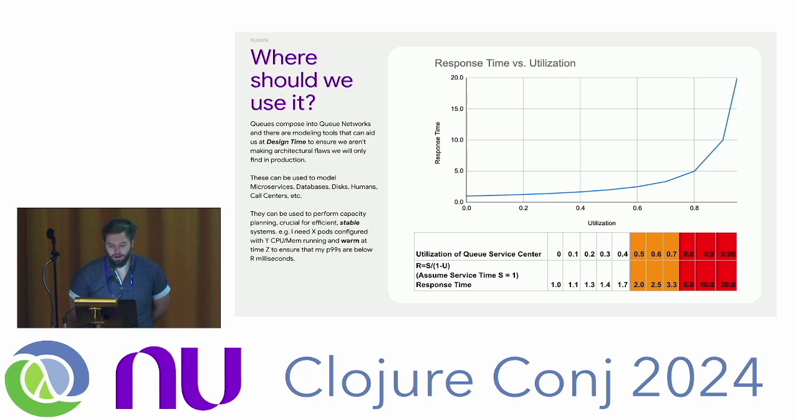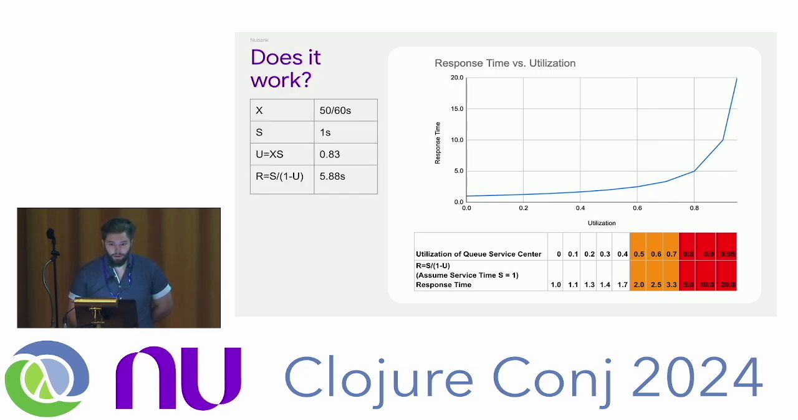You can use this to model microservices that talk to each other. You can use it for databases, modeling disks, figuring out how many disks you need, how many employees you need, call centers, et cetera. And it's really nice for capacity planning to figure out how much hardware and how many resources you need in order to ensure a stable system. I don't think I need to get into that. People understand the value of stability, but stable systems are fast systems.